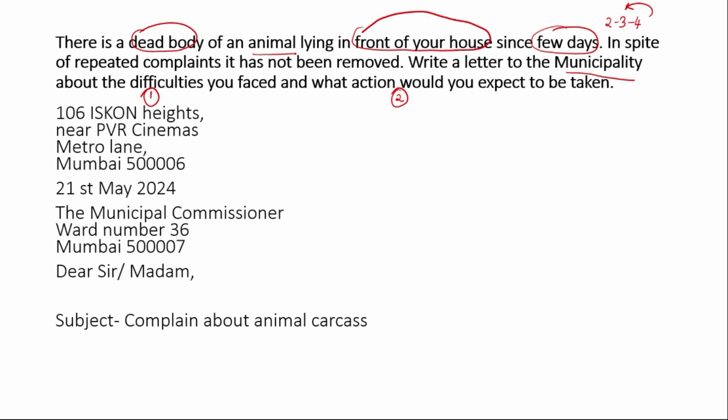So I have written one address. I have written the date. It is to the municipality, so I've written the municipal commissioner, ward number so and so, Mumbai. Then, since I don't know whether the municipal officer is a male or a female, I have written dear sir or madam, comma. You have to write what the subject is. Complaint about animal carcass. Carcass means the dead body of an animal is called a carcass.